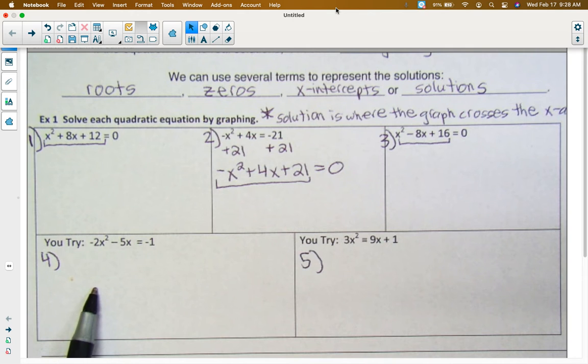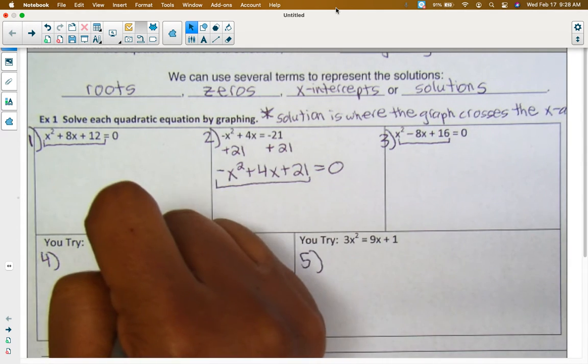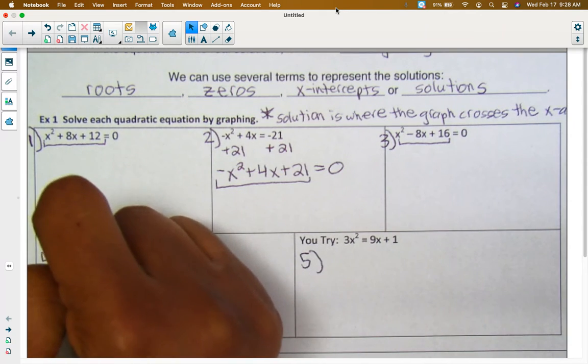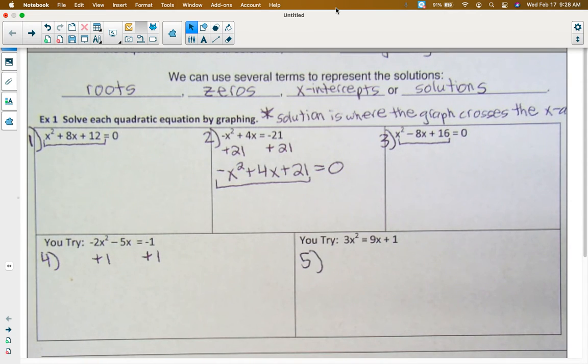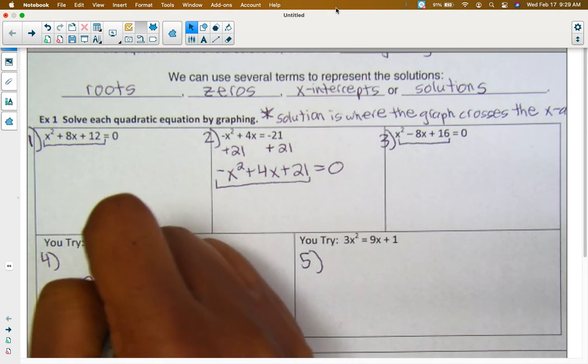Jumping down here to number 4, we have negative 2x squared minus 5x equals negative 1. Clearly, this is not equal to 0, so we need to add 1 to both sides. So add 1, add 1. Again, like terms. This may be the only thing that gets you with this method. These are not like terms. This is squared, this is to the first power, and this is a number. So we're going to write everything out separately.